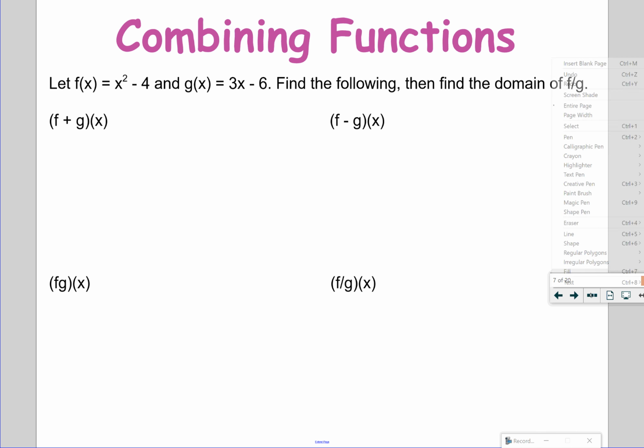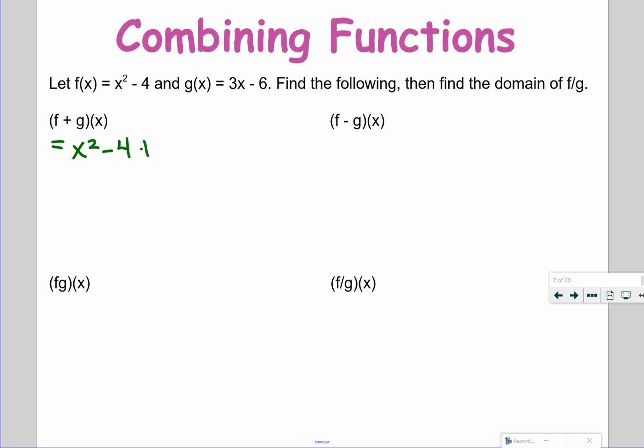Okay, let's try another one. Same sort of problem here. First, I'm going to do function f plus function g. So function f, x squared minus 4, plus function g, 3x minus 6. Adding together my like terms, I have x squared plus 3x minus 10, and that's our final answer.